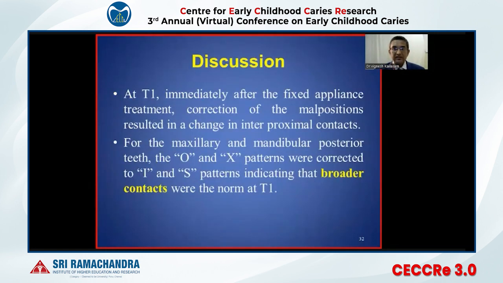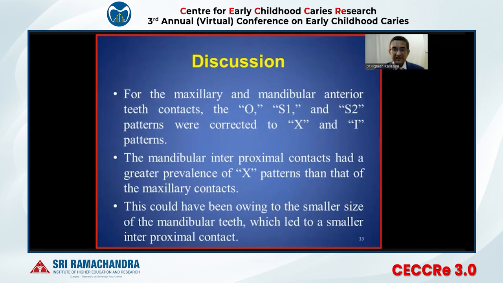At T1, that is immediately after fixed appliance treatment, correction of the malpositions resulted in a change in the interproximal contacts. For the maxillary and mandibular posterior teeth, the O and X patterns were corrected to I and S patterns, indicating that broader contacts were the norm at T1. For the maxillary and mandibular anterior teeth contacts, the O, S1 and S2 patterns were corrected to X and I patterns at the end of orthodontic treatment.